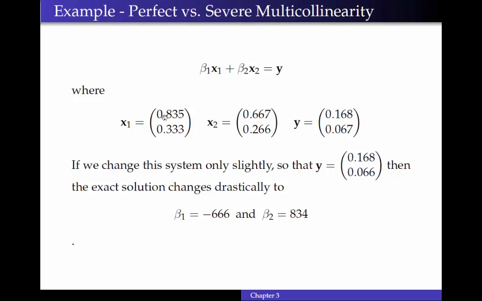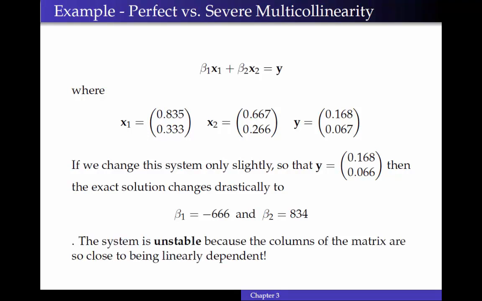You can see that the ratio of the x1 elements to the x2 elements looks pretty close. And if you were to actually work it out, you'd find that these are almost linearly dependent, except for the fourth or fifth decimal place. So you have two things that are very close to being linearly dependent. So this system is unstable because the columns of the matrix are so close to being linearly dependent.